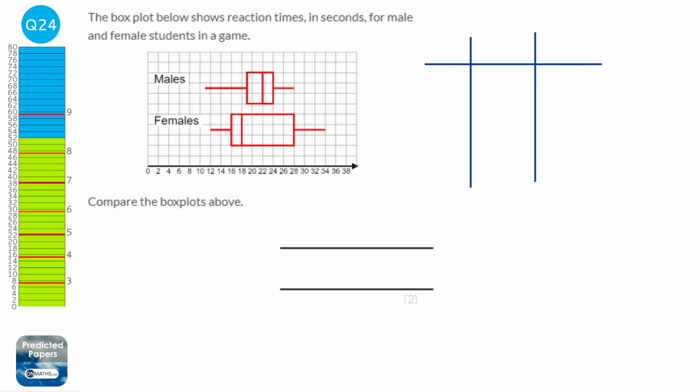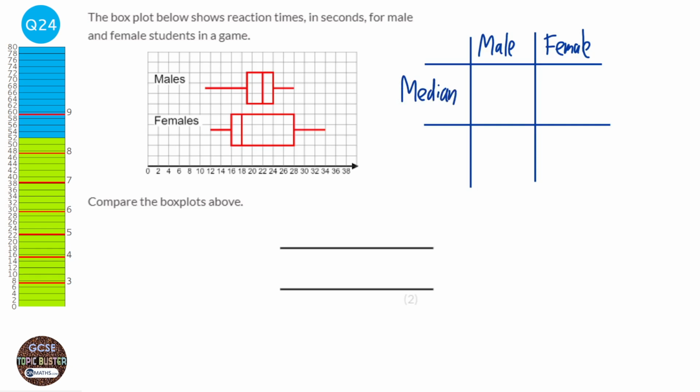Now if we do a little table, like a good table, and we've got male and female, and we're going to work out the median, which is the first thing we have to compare, and the interquartile range. And it can actually just be the normal range. We don't need to pick the interquartile range. So the median for male is this line here, this bit here. And if you look down, that is 22. And for females, it's this one here. If you look down, that's 18. And we just go write a sentence.